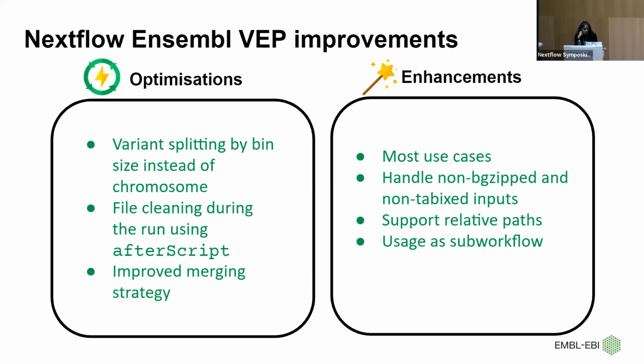And in terms of user experience, like I already mentioned, we improved the use cases that we handle. The pipeline currently supports non-compressed and non-indexed files as well. We now support relative paths in both the input and config files, and we declared the workflow as a sub-workflow, so it can be invoked by other pipelines.